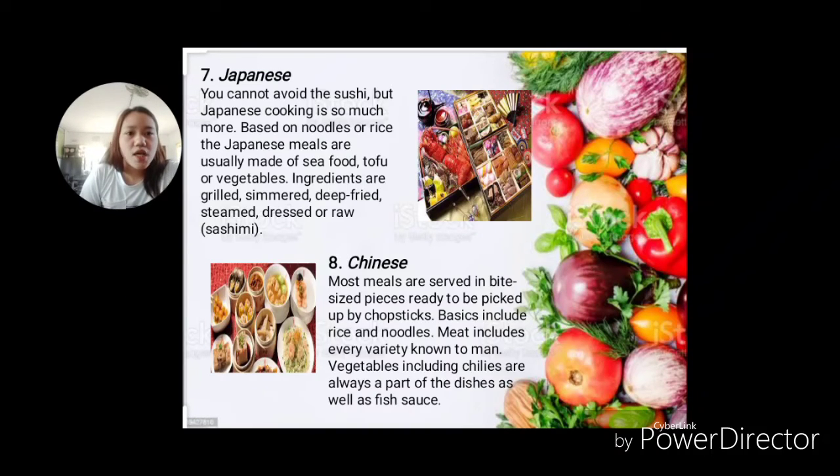Eight, Chinese. Most meals are served in bite-sized pieces ready to be picked up by chopsticks. Basics include rice and noodles. Meat includes every variety known to man. Vegetables, including chilies, are always a part of dishes, as well as fish sauce.